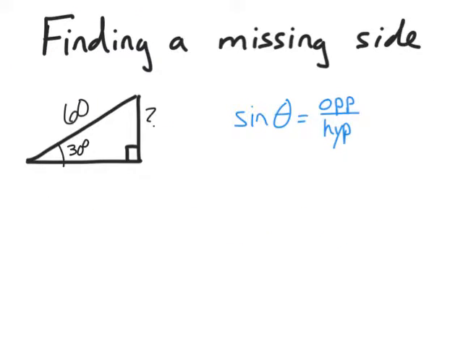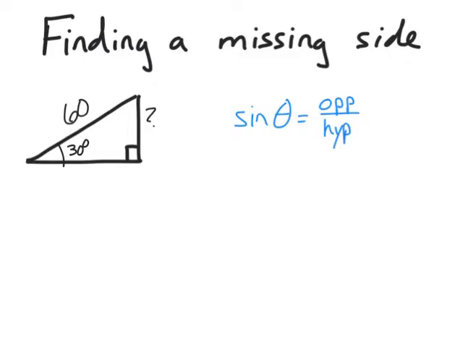Next, we'll use SOHCAHTOA to help us find a missing side of a right triangle. Given the triangle towards the left, we see that there's an angle of 30 degrees. The side opposite that angle is missing, and the hypotenuse is 60. Therefore, we're going to use sine to solve this.